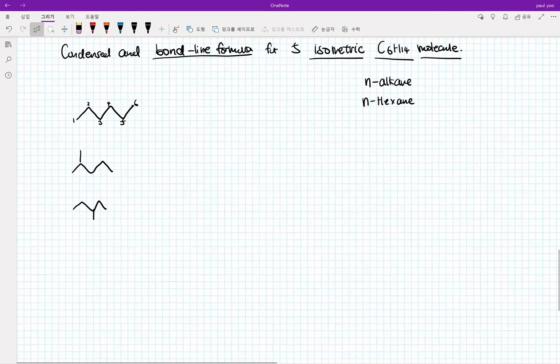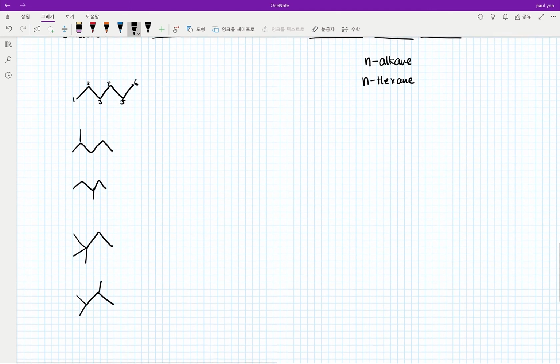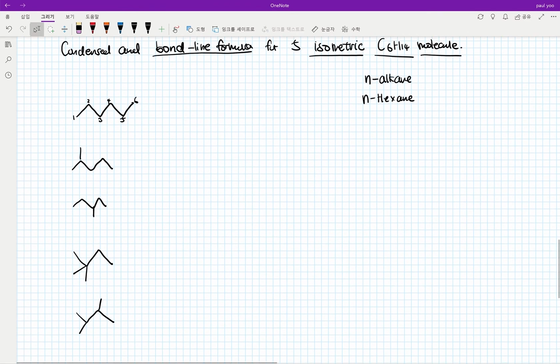Now the other two possibilities are made from a butane each. So here's a butane, and you have a 2-methyl branch here and here, and a butane with a branch here and another branch there. So these are the bond line formulas for 5 isomeric C6H14 molecules.